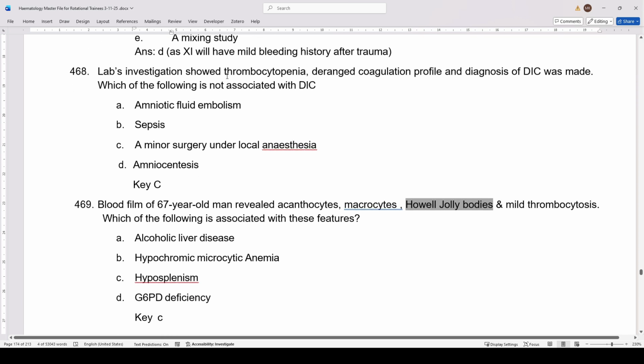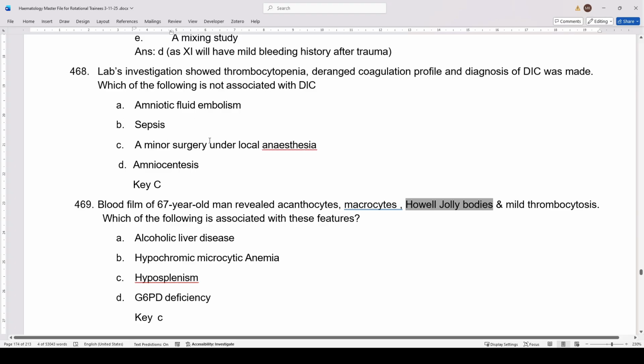Next: lab investigation showed thrombocytopenia, deranged coagulation profile, and a diagnosis of DIC was made. Which of the following is not associated with DIC? Amniotic fluid embolism, yes, it is associated with DIC. Sepsis is associated with DIC.